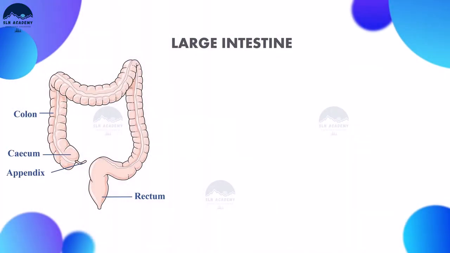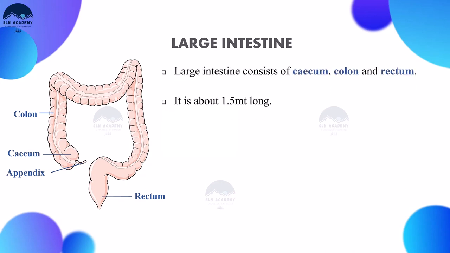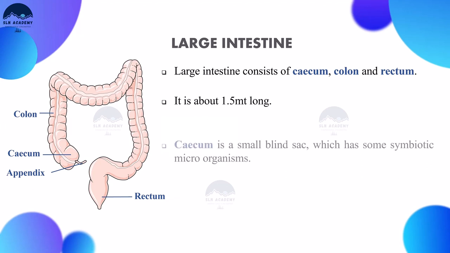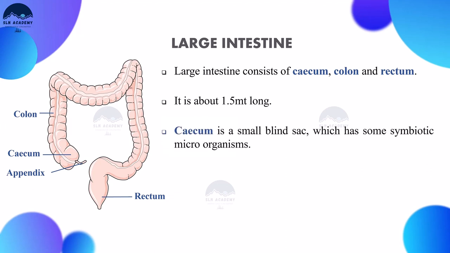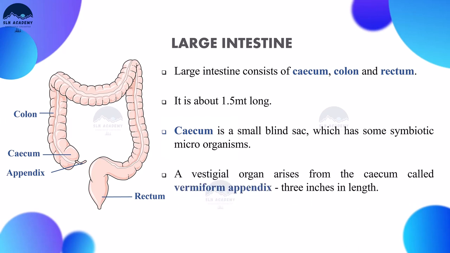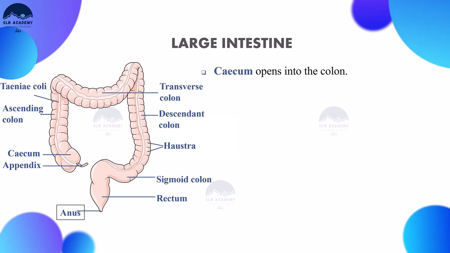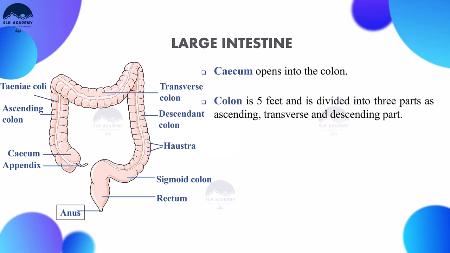Large intestine consists of cecum, colon, and rectum. It is about 1.5 meters long. Cecum is a small blind sac which has some symbiotic microorganisms. A vestigial organ arises from the cecum called vermiform appendix. It is 3 inches in length. Cecum opens into the colon. Colon is 5 feet and it is divided into 3 parts as ascending, transverse and descending part.